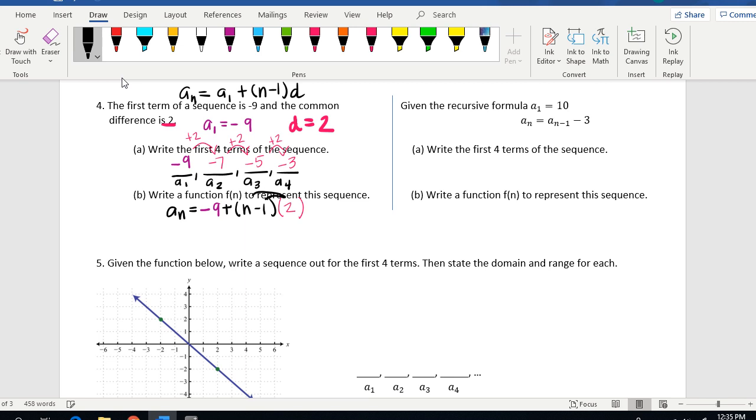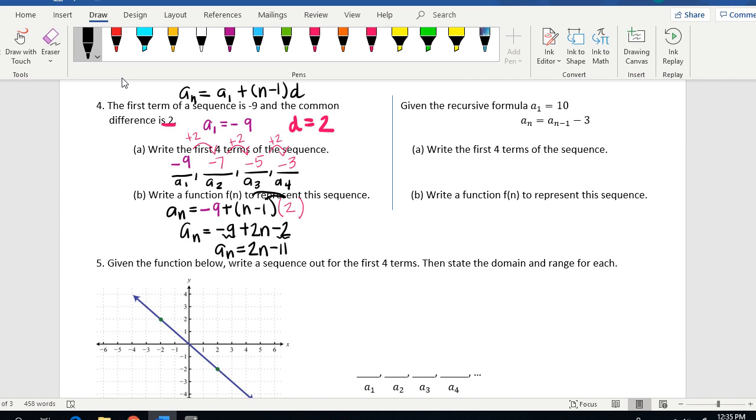So I'm going to backwards distribute. So a sub n equals -9, 2 times n is 2n, 2 times -1 is -2. And then my last and final step is to combine like terms. So I have 2n, and -9 plus -2 is -11. All right, so here is my explicit formula that represents the sequence.